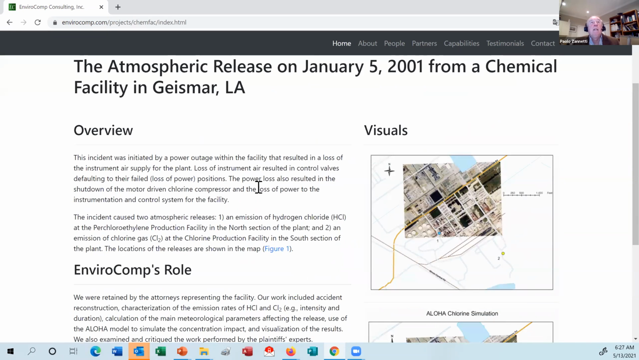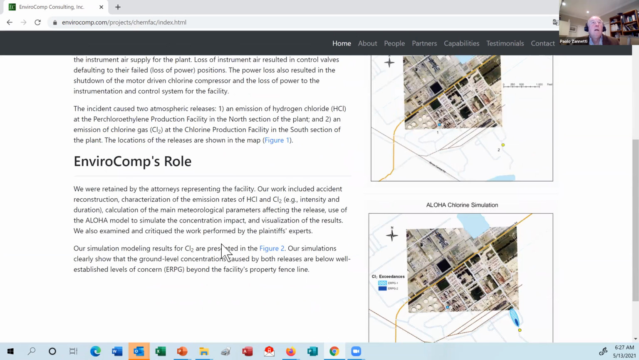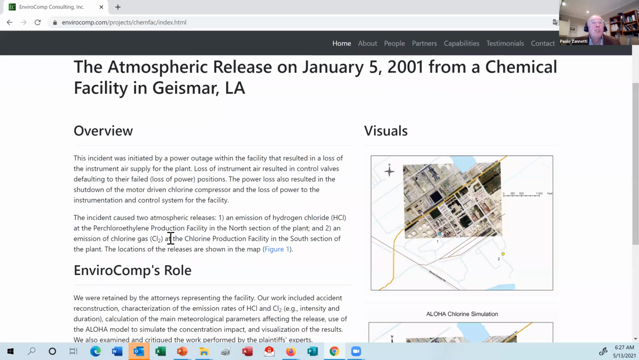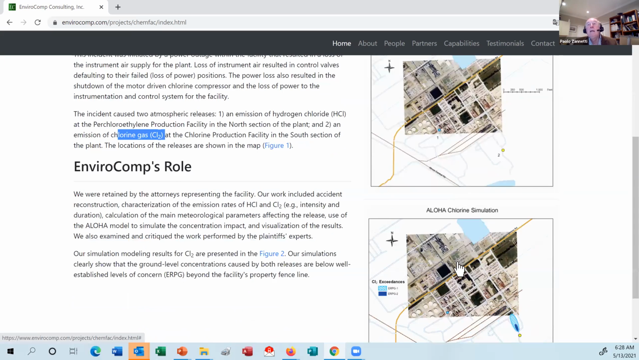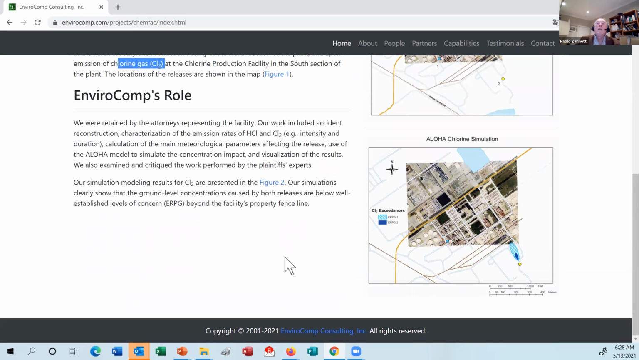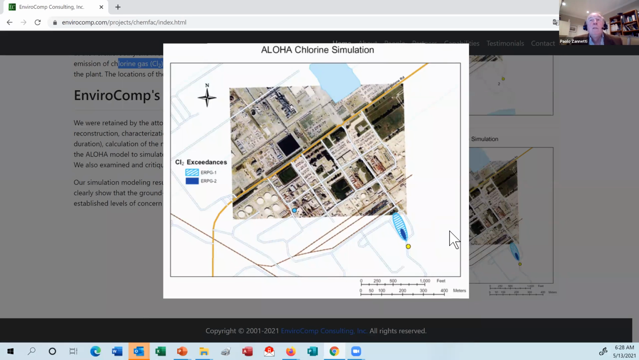This was a chemical facility in Louisiana. If I remember well, let me check. No, hydrogen chloride. It was a perchloroethylene production facility, and there was an emission of hydrogen chloride and chlorine gas. Actually, now I remember, they didn't run away to take samples. They had a network of chlorine samplers at the fence line already there in case of an accident. So we were able to see immediately exactly what happened, because the plume hit some of the sensors at the fence line.